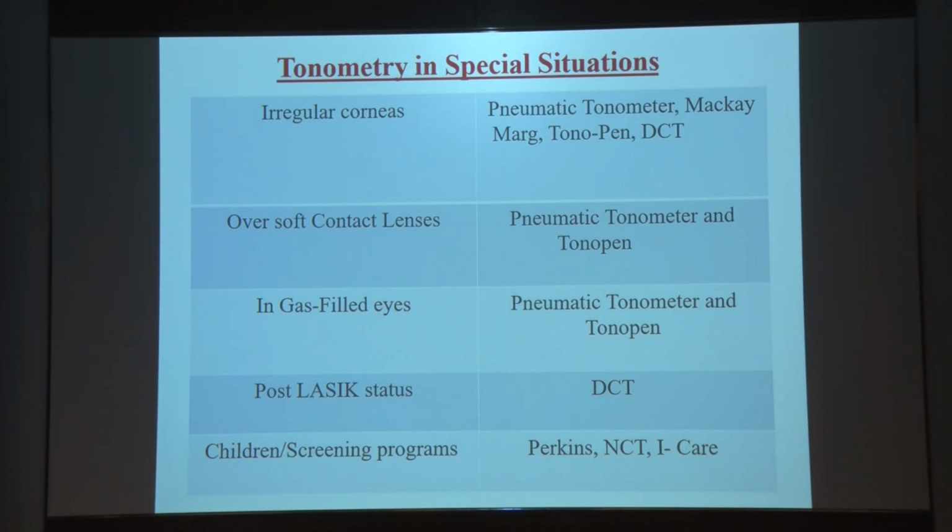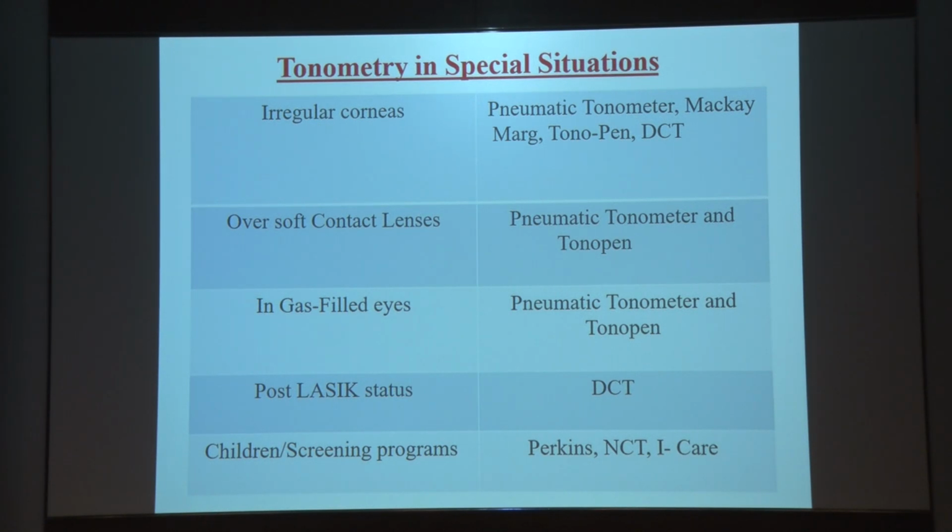So apart from the normal conditions in which Goldman tonometer is the gold standard, we have certain special situations in which certain tonometers can be more useful. Like in irregular corneas, pneumatic tonometer, Mackay-Marg, TonoPen, or DCT, that is Pascal, is more helpful. Over soft contact lenses, pneumatic tonometer and TonoPen is useful. In gas-filled eyes, pneumatic tonometer and TonoPen is useful.